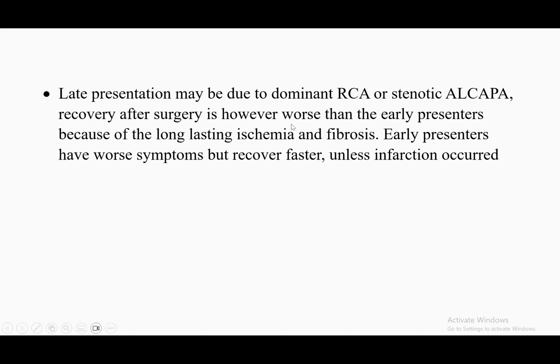Recovery after surgery is, however, worse than the early presenters because of the long-standing ischemia and fibrosis. So a late presentation may have worse recovery, because usually these patients are operated in the neonatal period or at least in infancy. So the injury to the myocardium is usually not extensive, and they usually recover better after surgery. Early presenters have worse symptoms but recover faster unless infarction occurs.